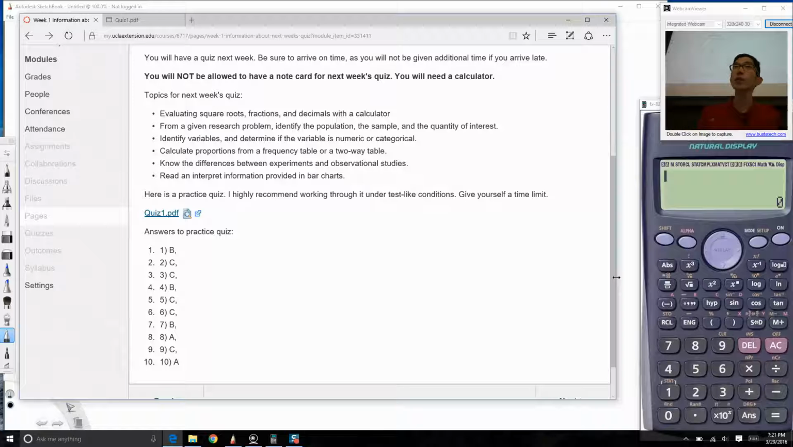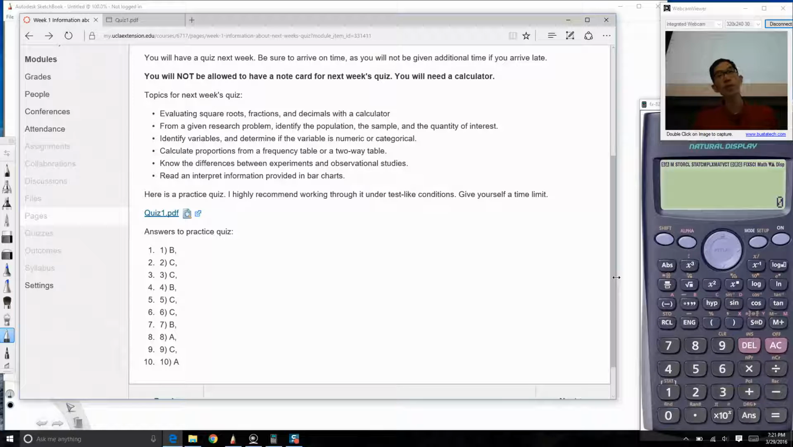So I recommend working through the homework problems, and then with the practice quiz, treat it as if it were the real quiz. Give yourself a time limit. Say, I'm not going to look at my notes, I'm not going to look at any other stuff, and see if you can do the practice quiz under test-like or quiz-like situations. If you can, great. If you can't, then you can find out exactly where your weaknesses are.